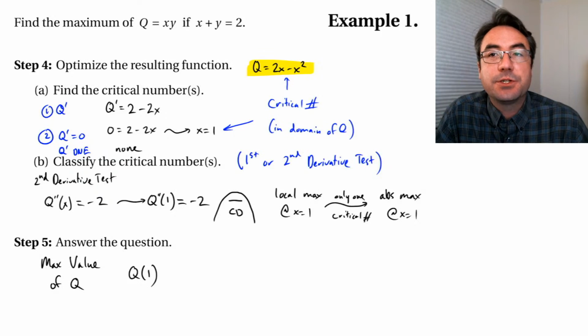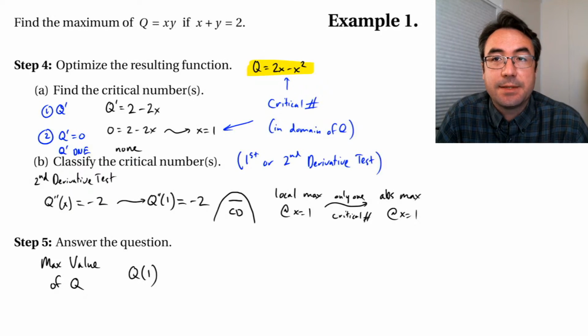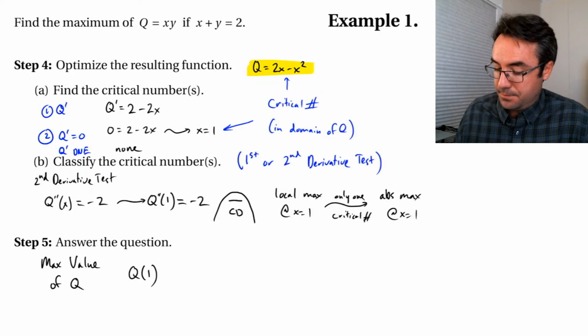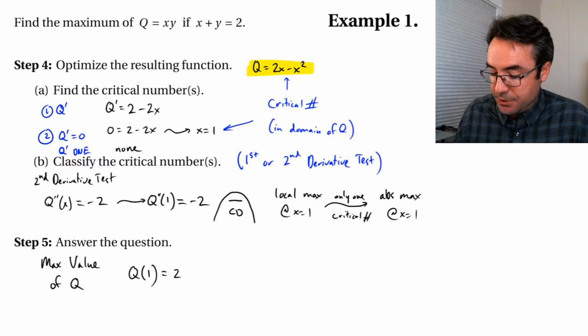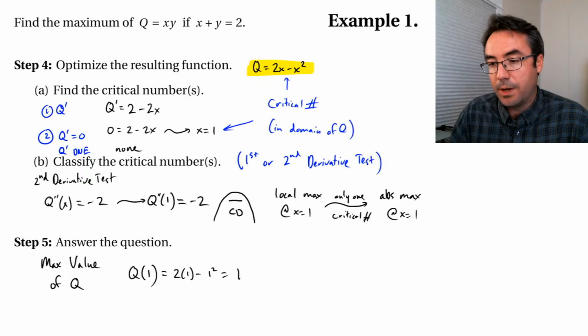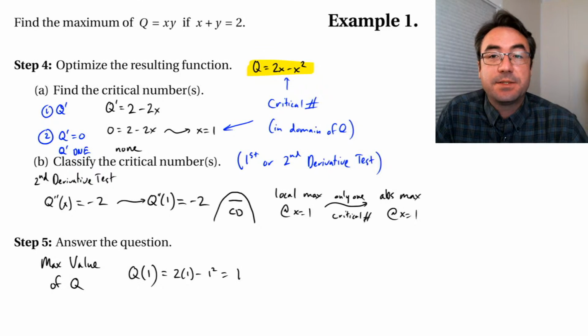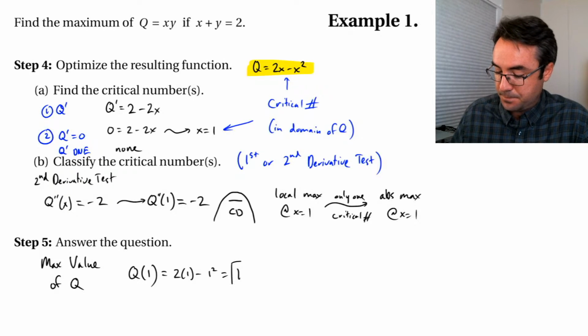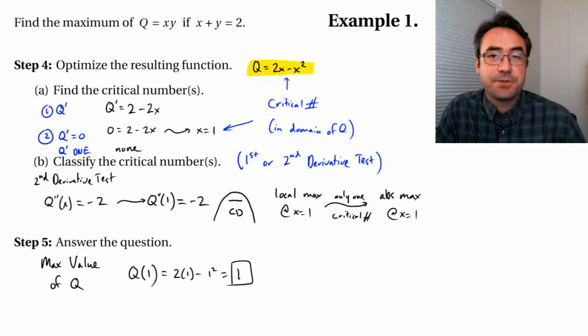Our function Q with the constraint equation was 2x minus x squared, so we're going to plug 1 into that. So we get 2 times 1 minus 1 squared, which ends up being 1. So that's the max value of our function. So that actually answers the question.